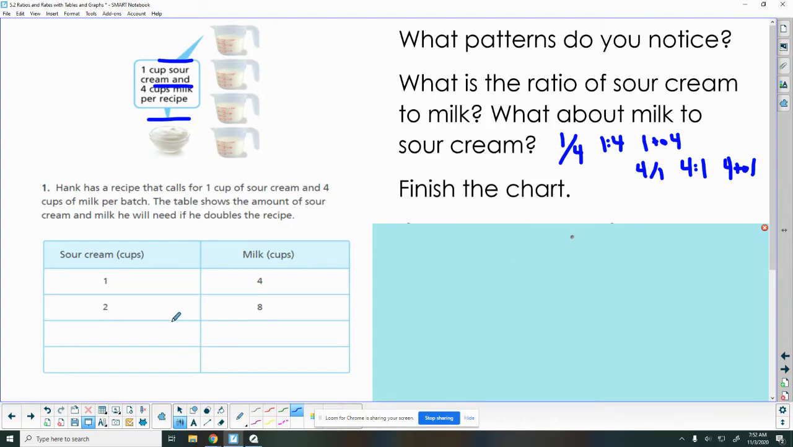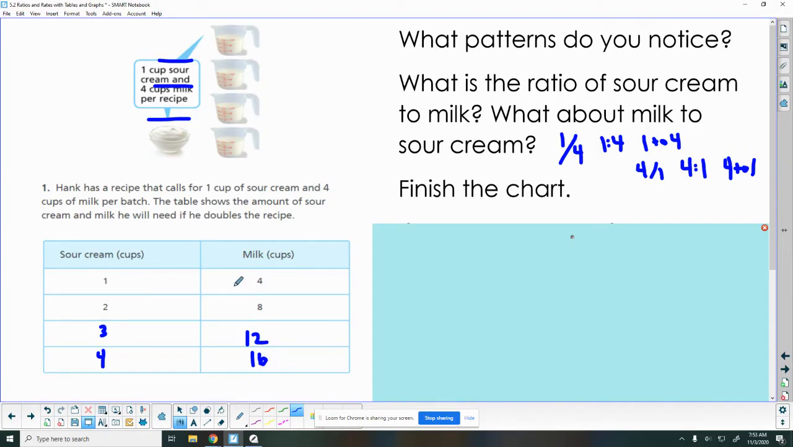Okay, so go ahead and see if you can finish the chart here. So fill these in, what would come next. So go ahead and pause and then come back and check that. So 1, 2, so I'm noticing this is counting by 1. So 1, 2, 3, 4. So this is counting by 4s. 4, 8, 12, 16.